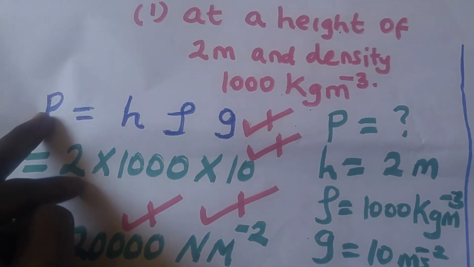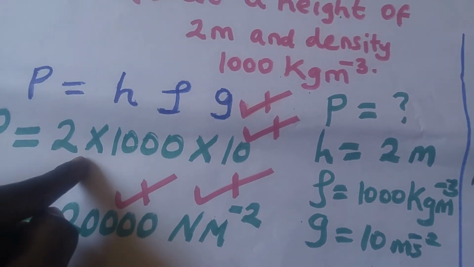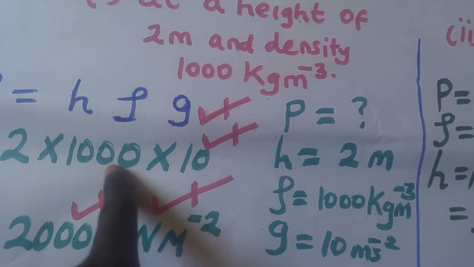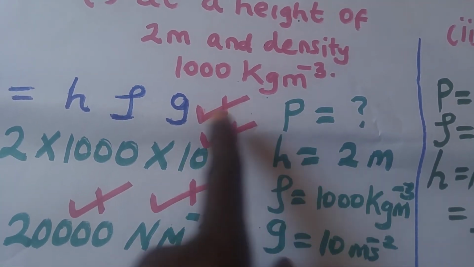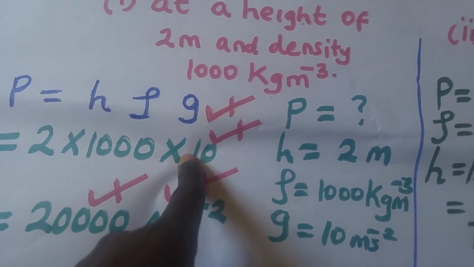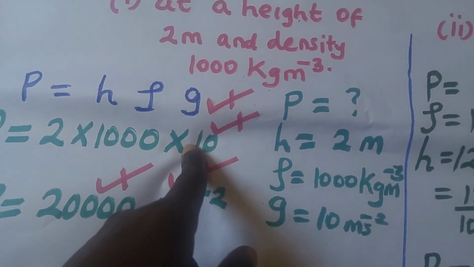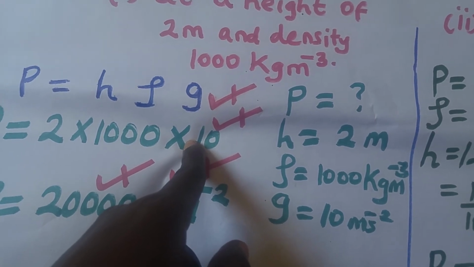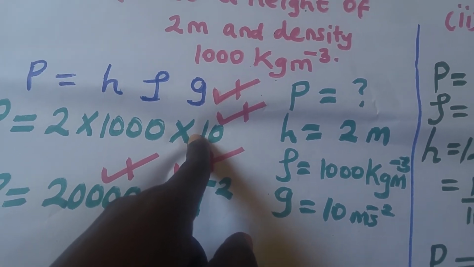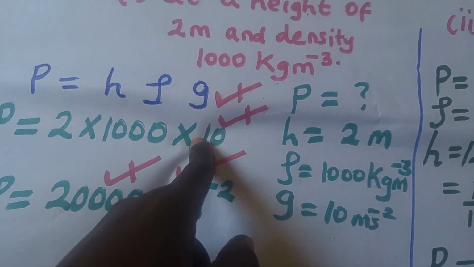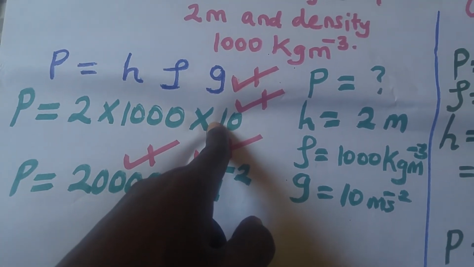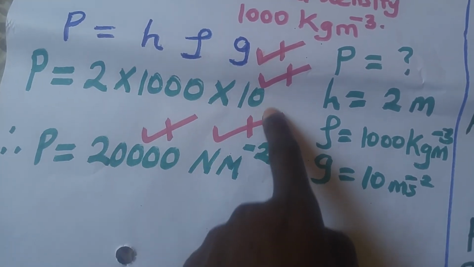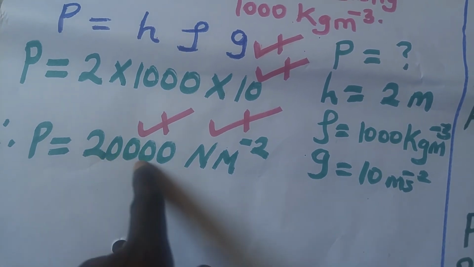Then you use your formula. Pressure in liquids is equal to height, which is 2. This is 2 here, times the density. This is density rho. It is 1000. Times acceleration due to gravity, which was not given. Do you know why they did not give us? Because they know you know it. They are aware that you know it. When they want you to use 10, use 10. If they want you to use 9.8, use 9.8. But when they don't give you, it means you use 10. So use here 10. And when you multiply all this, you end up with 20,000.